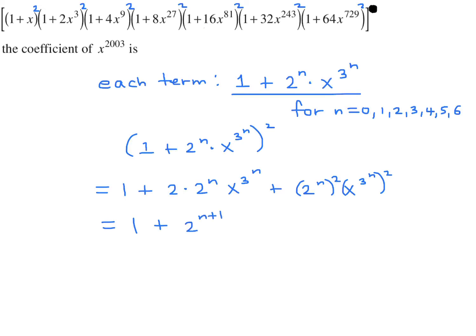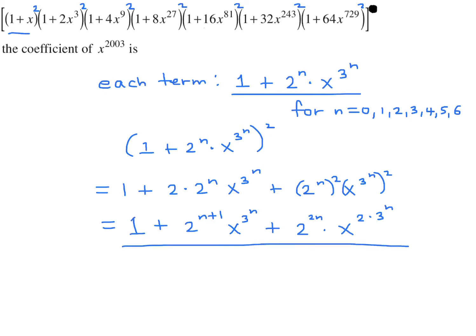If you simplify this, you get 1 plus 2 to the power of n plus 1 times x to the power of 3 to the n plus 2 to the power of 2n times x to the power of 2 times 3 to the power of n. Okay? Each term, when expanded, is going to look like this.